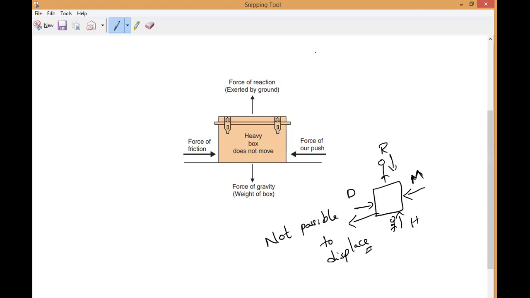Anyone can tell me? Please respond. Sir, because equal force is applied on all sides. In all the directions, everybody is applying the same amount of force, so it is not possible to move the object in any direction.